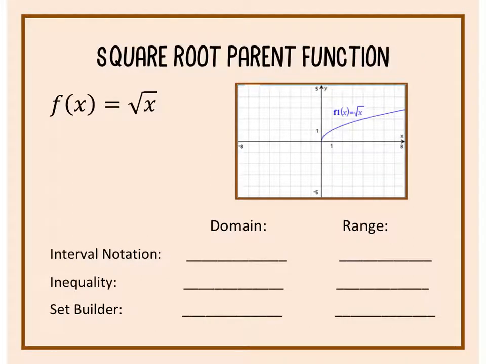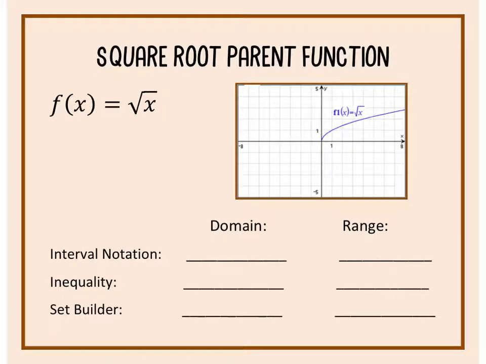So we're going to start off first with the parent function again. This is what the parent function looks like. This is the graph that we're going to be translating. So we're going to talk about domain, range, and just the 3 different ways to write it. I prefer interval notation, so I typically will use that most of the time, but we should be aware of all 3 kinds of notation.